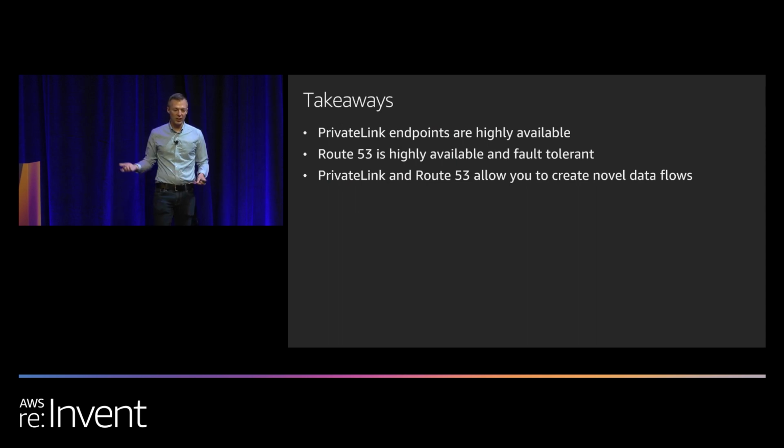Some takeaways. PrivateLink endpoints are highly available. Hopefully showing the way that works with Hyperplane and the way that we design and engineer the traffic within our network was helpful in seeing that. Route 53 is both highly available and fault tolerant. It's one of the few services we have a 100% SLA on, so we pretty much guarantee it won't go down. Even in light of some things that have happened on the internet, it's always been up and running and chugging along. So it's actually a pretty resilient and great product to use for your DNS. And together, PrivateLink and Route 53 allow you to create some really novel architectures and hopefully ways that you can use and leverage.